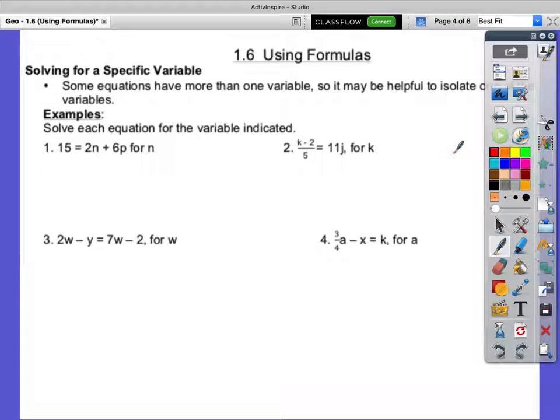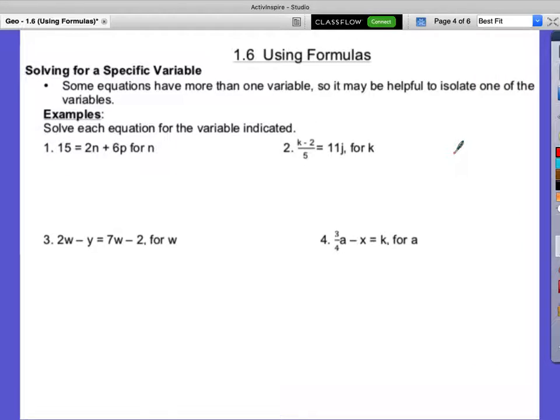Okay. So if we all turn our attention to the sideboard real quick, SWPA: students will be able to solve equations for a specific variable and use formulas. Looking ahead, this is our last section in chapter 1. On Thursday, we're reviewing chapter 1. Next Tuesday, a week from today, we are going to be taking our first test.